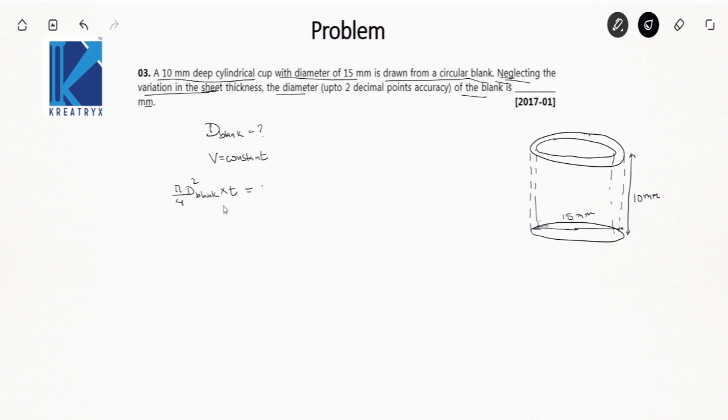It will be equal to pi by 4 into d cup square into thickness plus pi by 4 into d outer square minus d inner square into height.